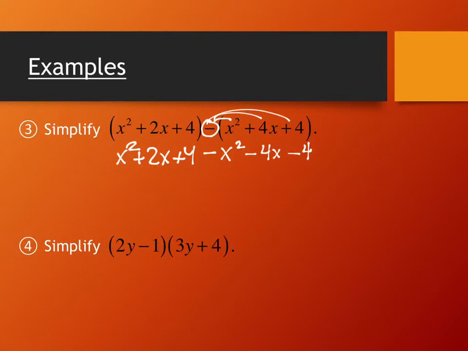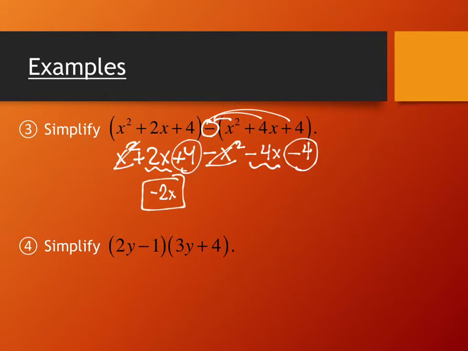I'm just combining like terms. So I have x squared and negative x squared. Those cancel out, right? They add to 0, so I don't actually have any x squareds. I have a positive 2x and a negative 4x, so it's negative 2x. And then I have a positive 4 and a negative 4. Those also happen to cancel out. So this ends up in a very simplified example. It's negative 2x. It's a monomial.